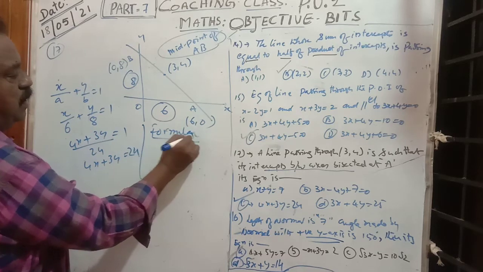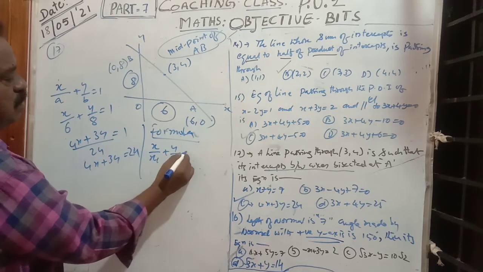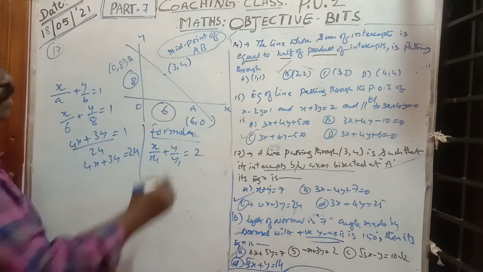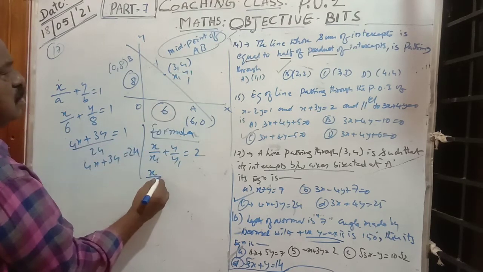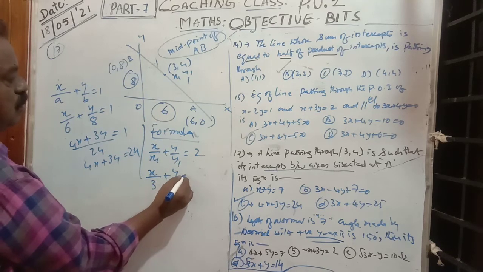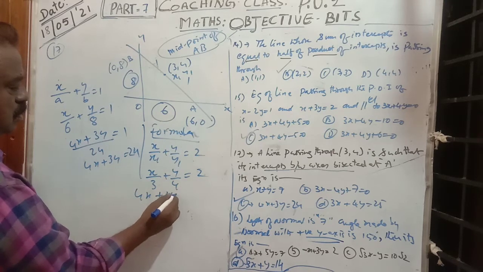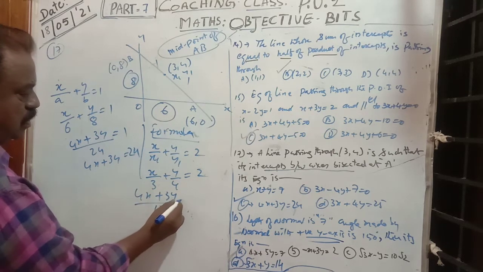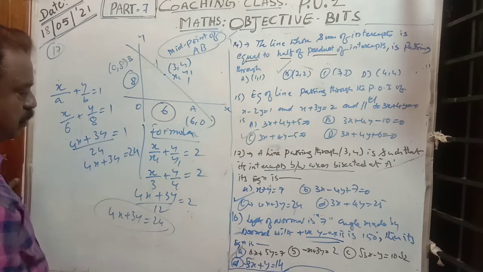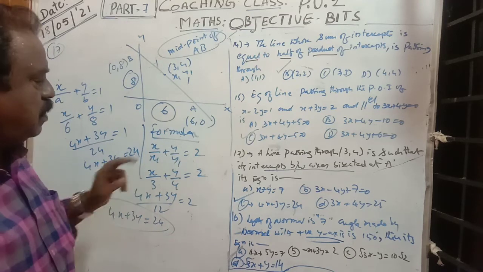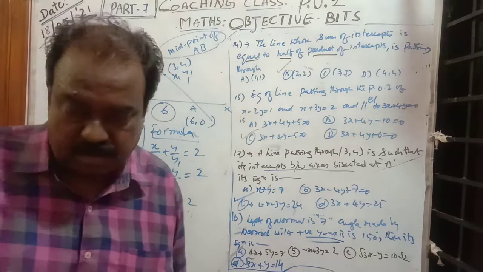I already explained that formula. So that is x by x1 plus y by y1 is equal to 2. If it is a midpoint, it is a 1:1 ratio. This is x1 and y1. x by 3 plus y by 4 is equal to 2. LCM is 12, so 4x plus 3y by 12 is equal to 2. So 4x plus 3y is equal to 24. Same. By using this formula also. Okay.